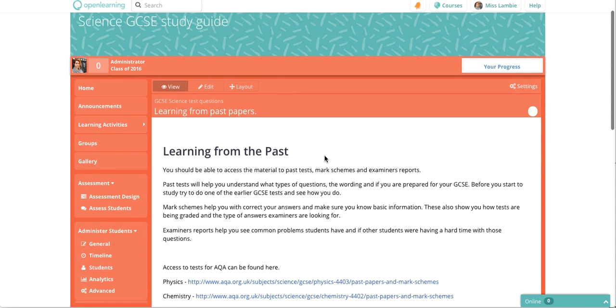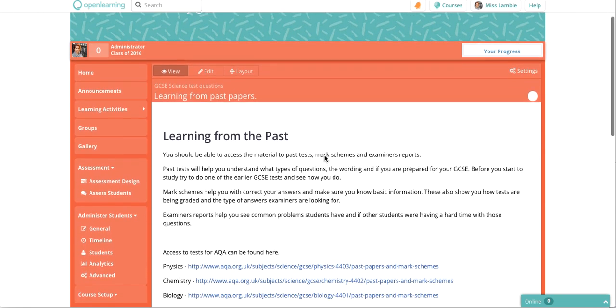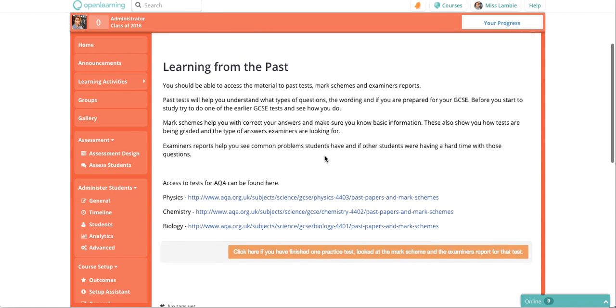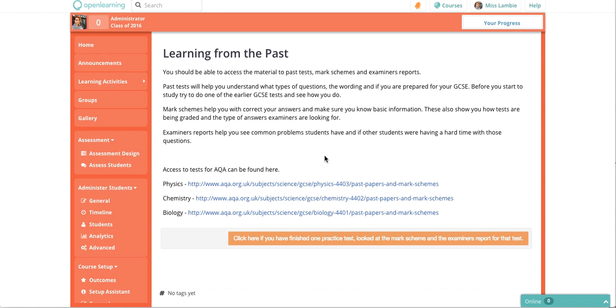What we're going to be looking at today is learning from the past. So these are different past tests, mark schemes, and examiner reports, and how to use these to help you do well on your GCSE. The first thing to note is it's very easy to access all of these. I've included the links below to access the AQA guides.